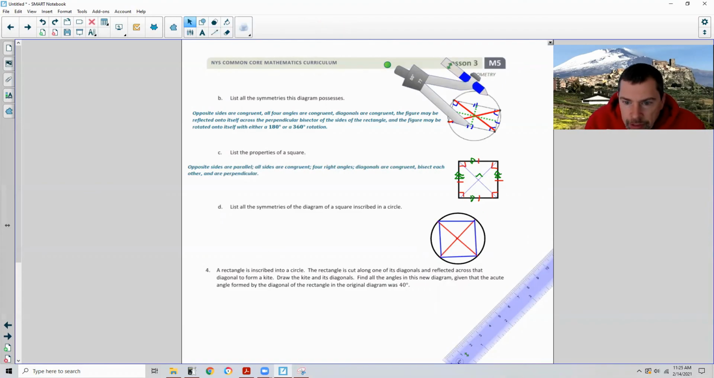Unfortunately in this program, that's not too bad right there. There we go. There's my square. See, it's snapping to perpendicular. Vertical. Okay, so anywho, it looked better over here. It won't quit snapping. See how it snaps there? I can't quite get it in between, but you get the idea. Okay, so there's a square. List all the symmetries of the diagram of a square inscribed in a circle.